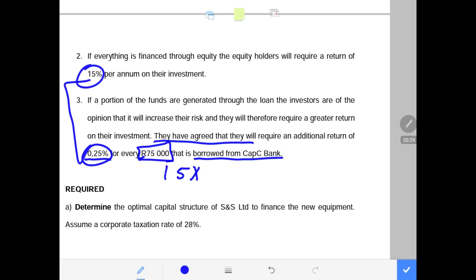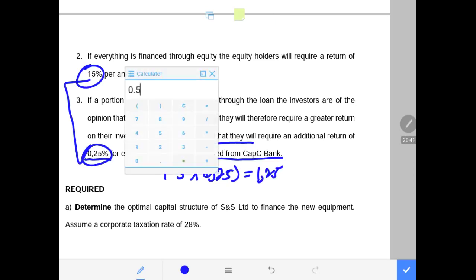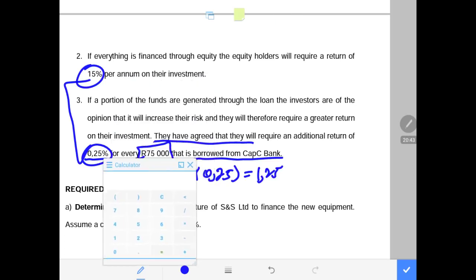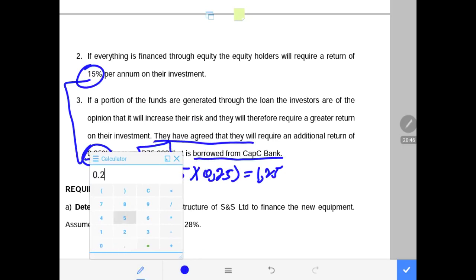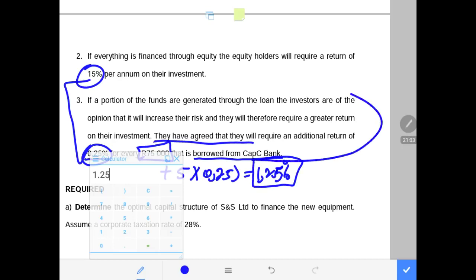Therefore, the shareholders' return is expected to increase by 0.25%. So this will give us 1.25 as the expected increase in the interest. Let me do that. 0.25 multiply this by 5, because we expect that all these 575,000 rands will not be taken through the issue of shares but through the bank. So now the risk of the investment will increase. Therefore this will end up increasing the return to 16.25%. This will be the increase in the percentage.